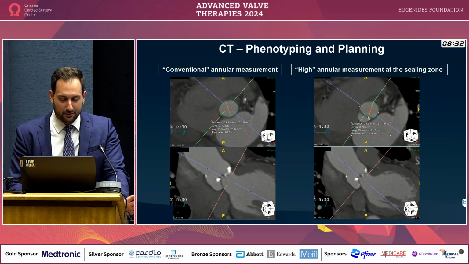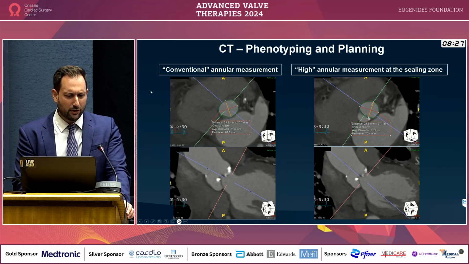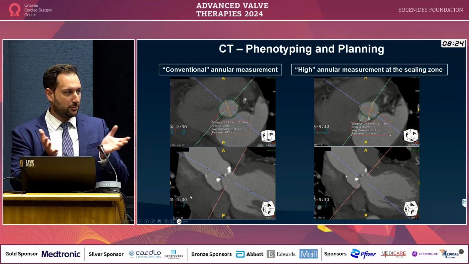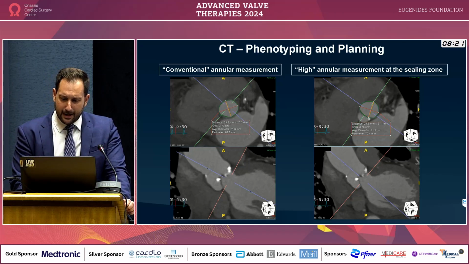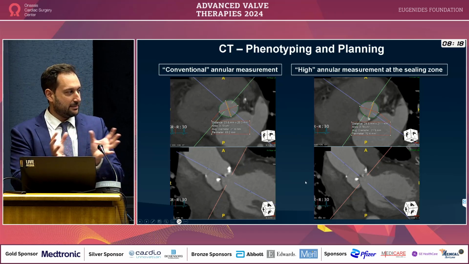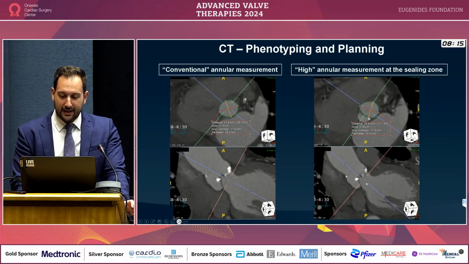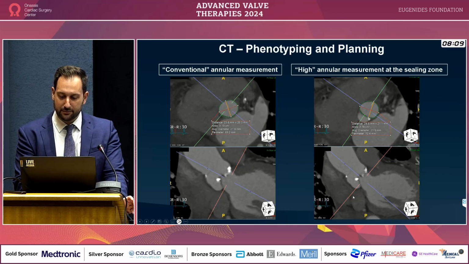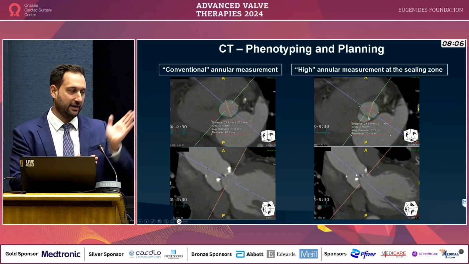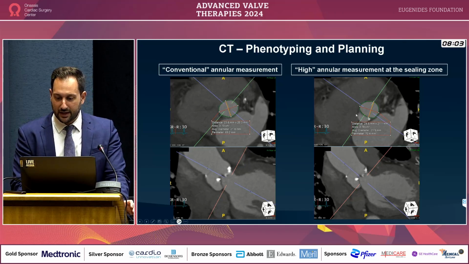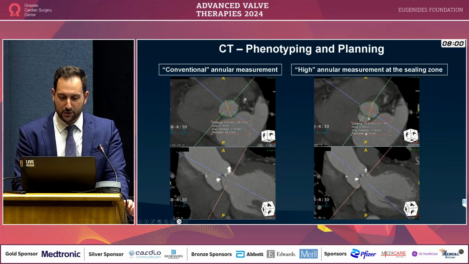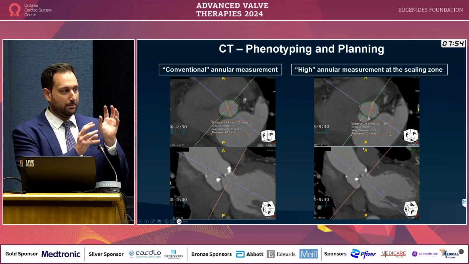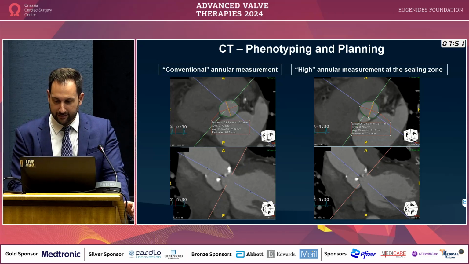So CT planning is obviously the cornerstone, the key for success. This is what I call the conventional annular measurement at the level of the hinge points of the leaflets. But for bicuspid valves, especially when there is asymmetry, I measure a little differently. I align the crosshairs more like with a natural orientation of the prosthetic valve, having the red line perpendicular to the annulus and the blue line more like how the valve is going to sit there. And you can see that I take this measurement as well, which correlates very well with the other measurement, because this is where I'm planning to really implant the valve when I do this TAVI.